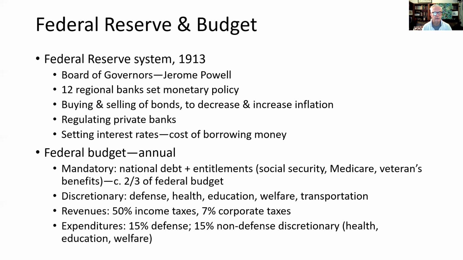About 7% of the federal government's revenues come from corporate taxes. That is taxes on companies and their profits. Some people say that that's too high. Some people say that that's much too low, and that corporations should be paying more in the way of taxes.